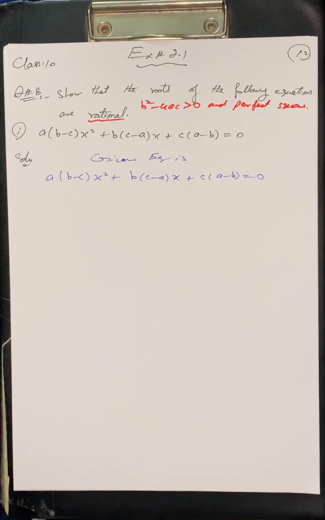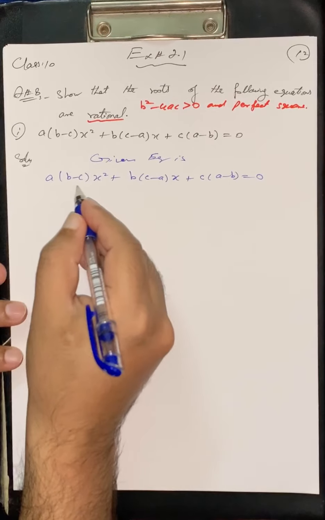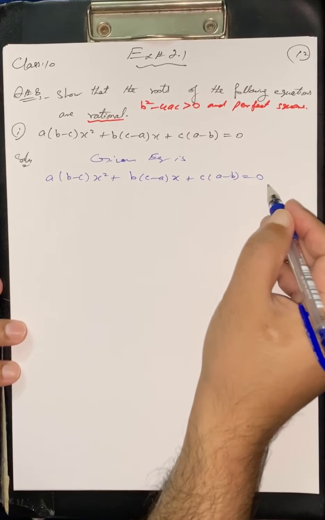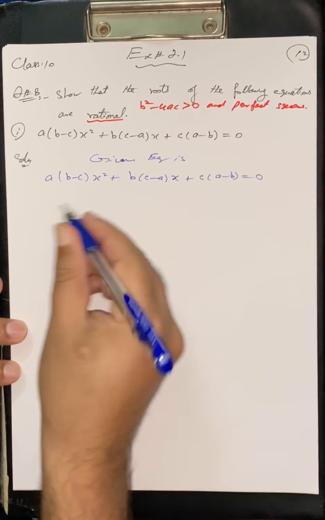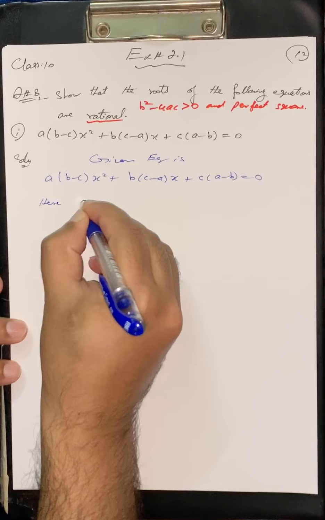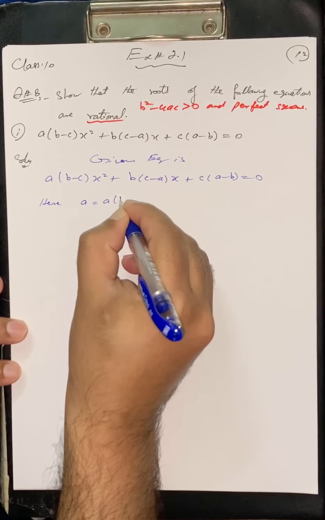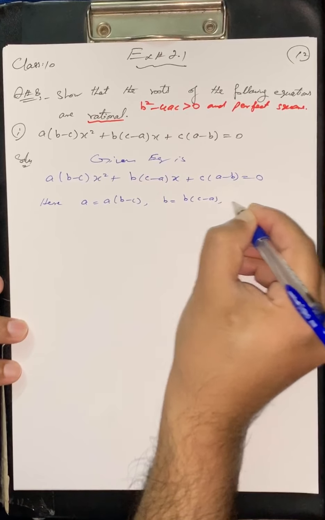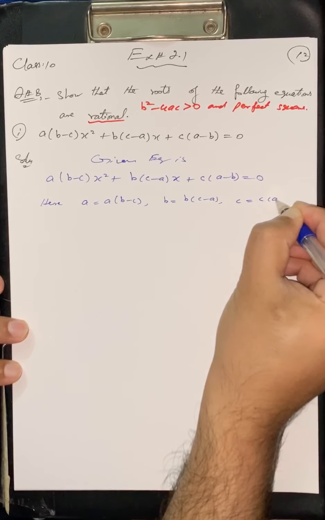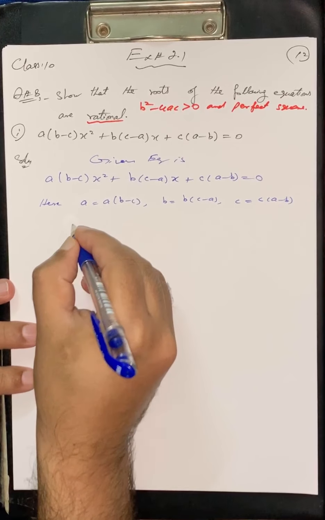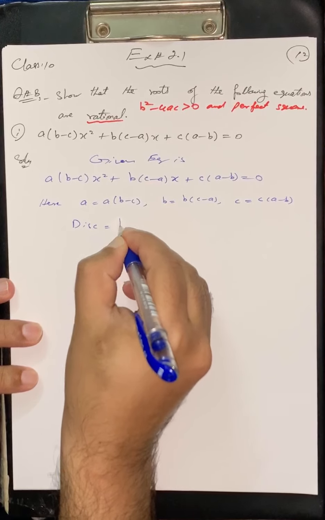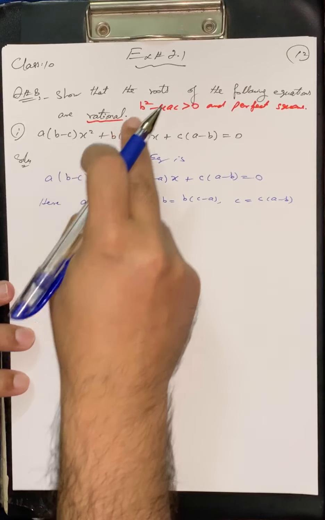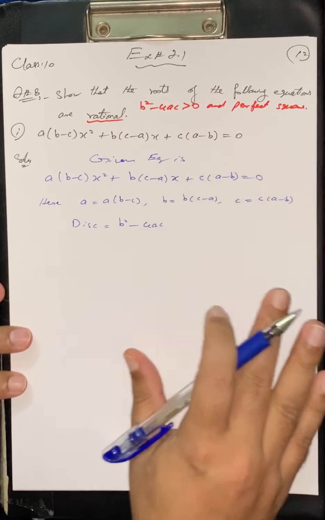So here the given equation is (a(b minus c))x square plus (b(c minus a))x plus c(a minus b) equals 0. This is my standard form of quadratic equation. So here a is a into b minus c, the value of b is b into c minus a, the value of c is c into a minus b. The discriminant equals b square minus 4ac. I want to prove rational, so no need to put equals to 0, okay?